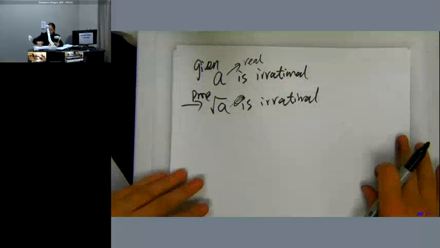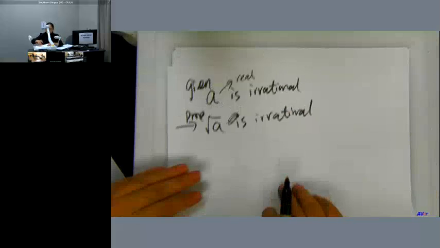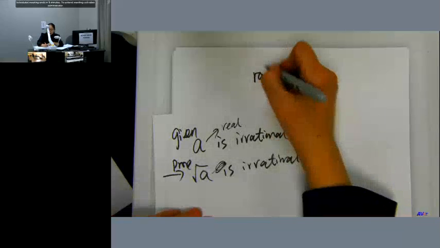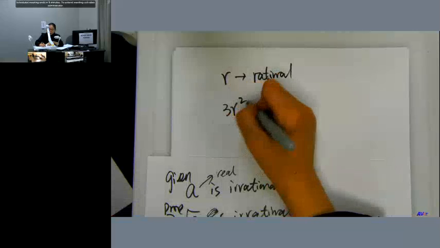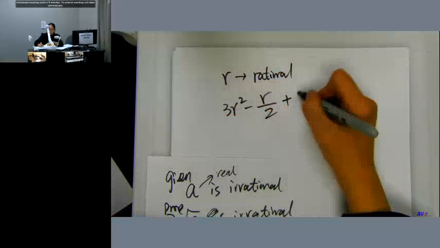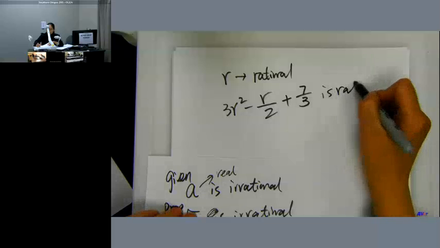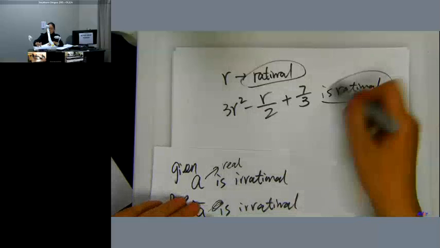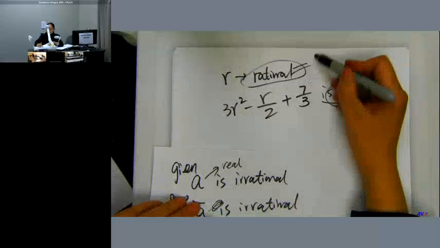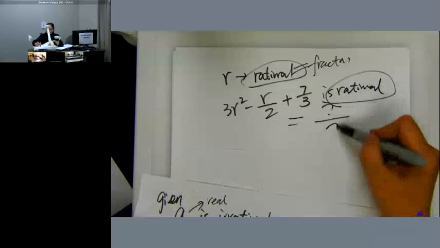Can we do direct proof? That's what we did on the first exam. But again, I gave you a tip in class. I said, if you know r is rational, and you're trying to prove 3r squared minus half of r plus 7 over 3 is rational, you can use direct proof. Because you're trying to prove something is rational, which means you're trying to prove something is a fraction.